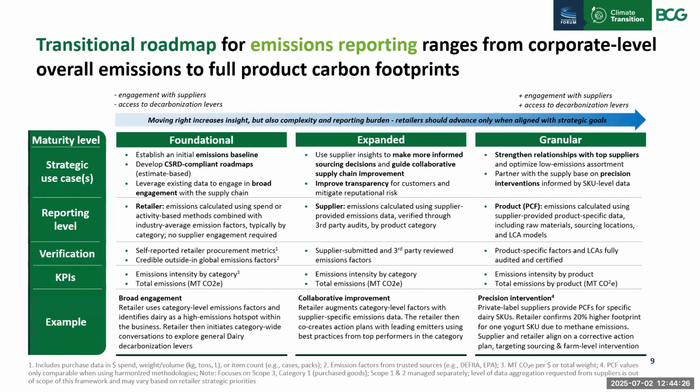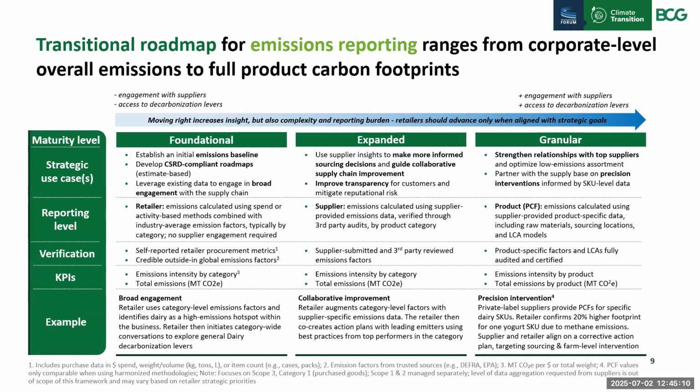For emissions reporting, Scope 3 Category 1, at the foundational level, use cases include establishing your first emissions baseline or building a CSRD compliant roadmap. This level is often internally driven, using internal spend or activity data and credible category average emissions factors. At the expanded level, it supports collaborating with specific suppliers for improvement or demonstrating supplier-specific reductions. This requires working with individual suppliers to adjust category average factors. At the granular level, the aim is for product level reductions, precision interventions, and stronger relationships with leading suppliers.